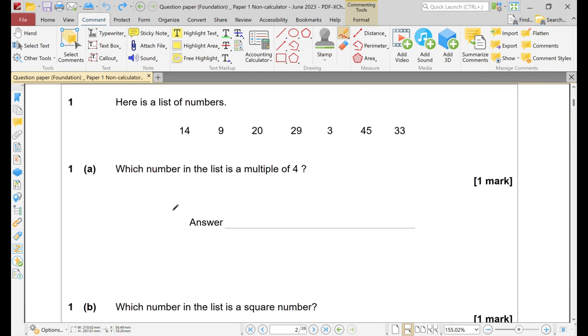Question 1. Which numbers are a multiple of 4? So 14's not, 9's not, 20. 20 is 4 times 5. So the answer is 20.